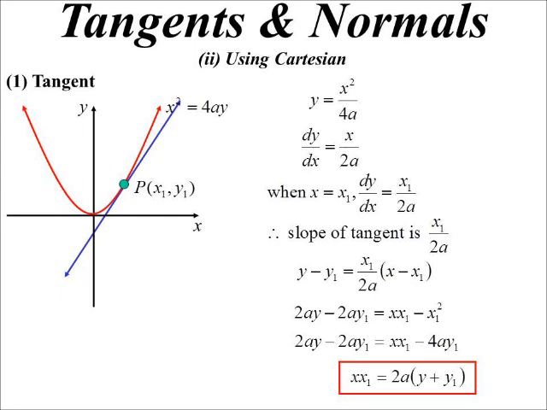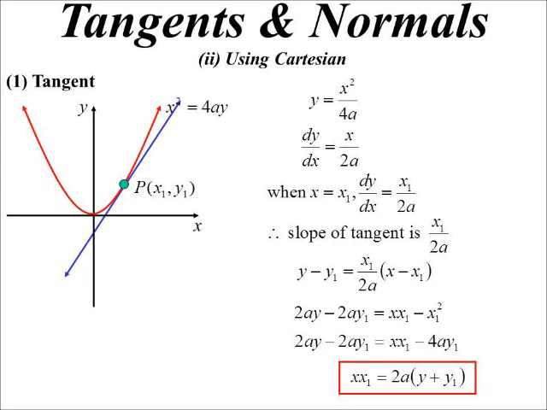Well, x times x is x squared. Look at the right hand side. I've got 2a, y plus y1, which is the point on there, but y plus y is 2y. 2a times 2y is 4ay. And so there's this beautiful pattern that the equation of the parabola mimics the equation of the tangent and vice versa. And that happens with all the conics actually.